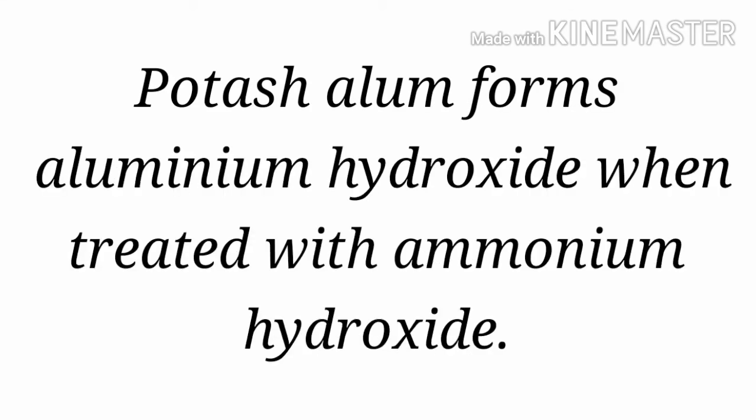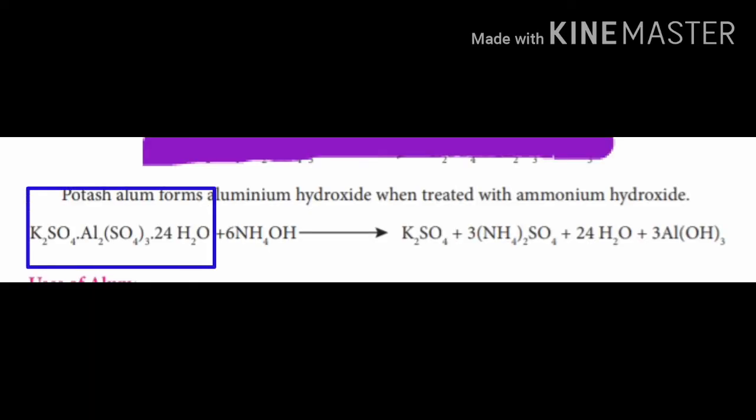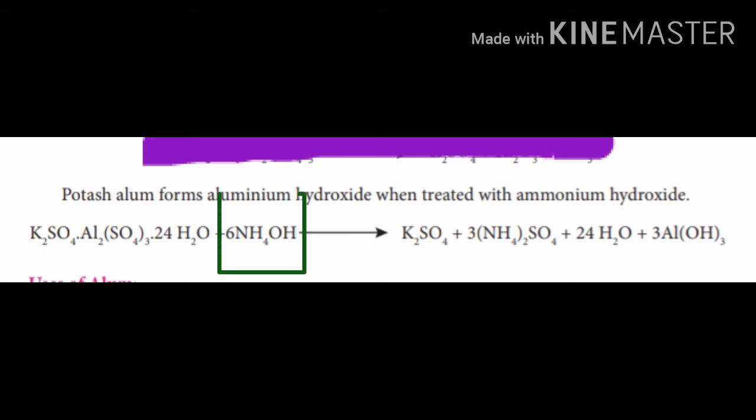The next reaction: potash alum forms aluminium hydroxide when treated with ammonium hydroxide. See, this is potash alum. When it reacts with ammonium hydroxide, that is NH4OH, we get aluminium hydroxide, that is Al(OH)3. Hope you understood all the reactions.